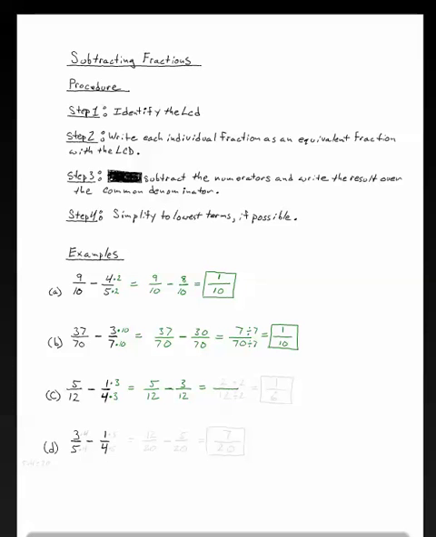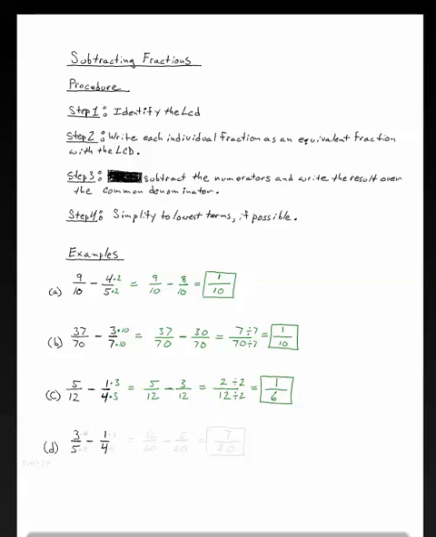Subtracting the numerators, we get 5 minus 3 is 2 over the common denominator of 12. And 2 and 12 are both divisible by 2. So I'm going to divide the numerator by 2 and the denominator by 2. 2 divided by 2 is 1, and 12 divided by 2 is 6. Our answer is 1 over 6, and that cannot be reduced. So that's our final answer.